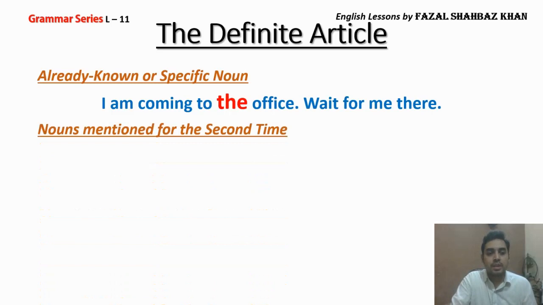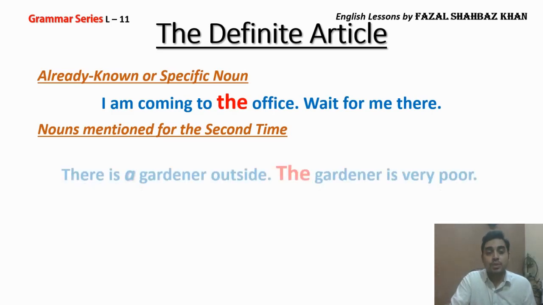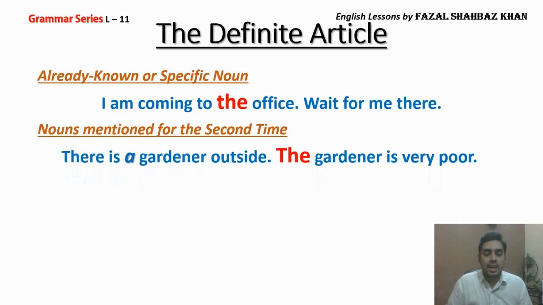Let's take another example. We use the definite article the when we have nouns that are mentioned for the second time. Now you must remember the preceding lecture where we discussed nouns getting used for the first time. Those are such nouns where we attach the indefinite article a, or an at the same time also. But this time around, it's reverse. So when nouns are used for the second time, we use the definite article the. Let's take the same example as was already given to you in the preceding one. There is a gardener outside.